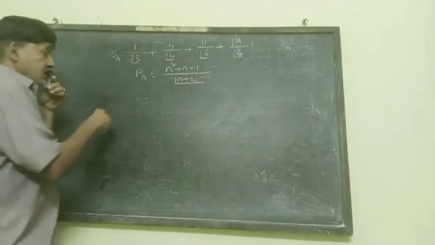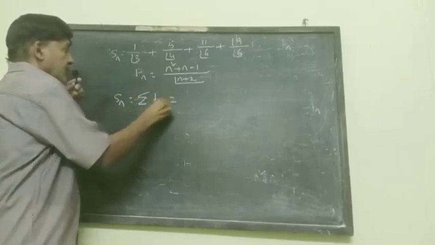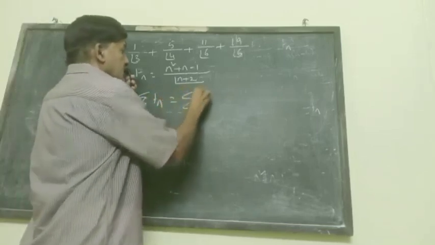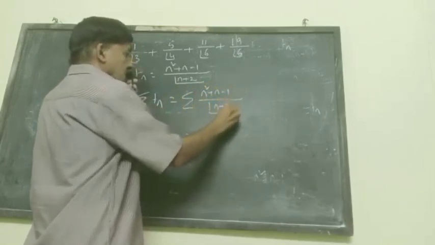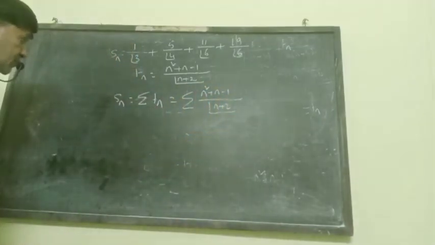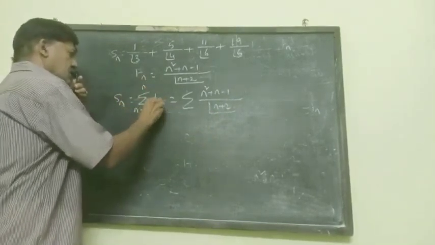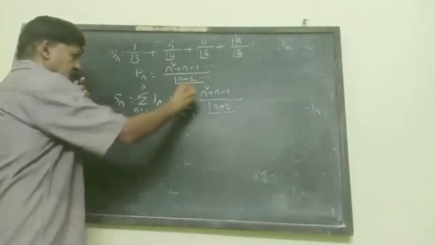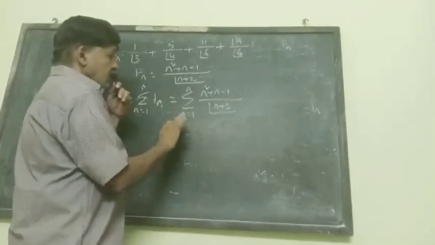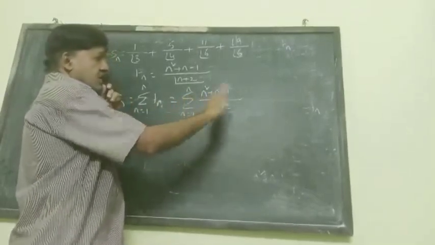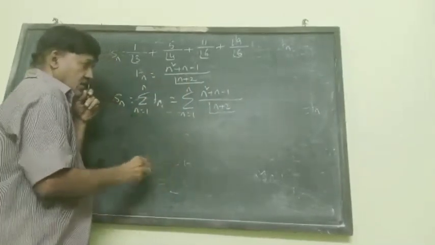After getting the nth term of the series, Sn is equal to what? Sigma Tn, sigma of n square plus n minus 1 by factorial n plus 2, where n value ranges 1 to n. Now, the main hurdle is here. How to adjust this to get to telescopic cancellation form is the main hurdle. For that, you watch this manipulation.